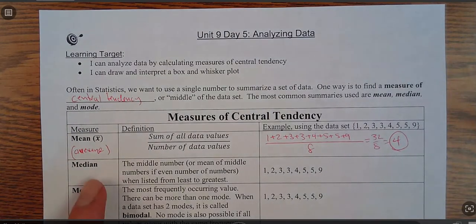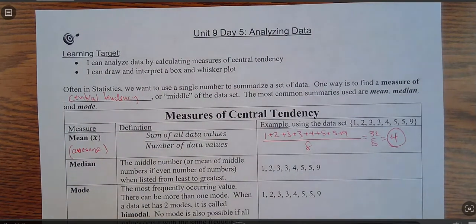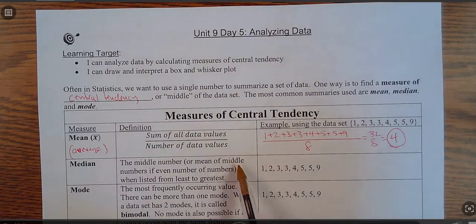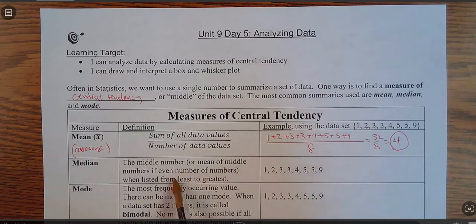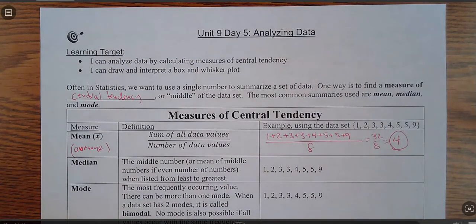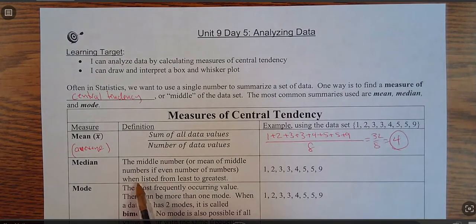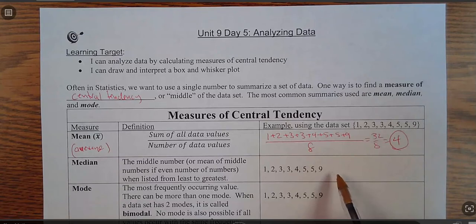Another way of measuring it is the median, and the median means the middle number. If you have an even number of numbers, there is no middle number, so you take the average of the middle two. But you have to order them from least to greatest first, which I've done for you.